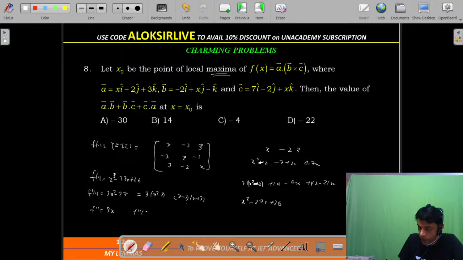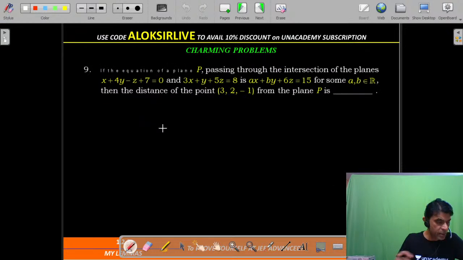Let's come to 9th question. It is similar question, passing through the intersection of planes. So this is similar to 6. No, I mean 6, 9 and 15. Let me write here. These are similar. 15 also will come later on. So one already I have done.